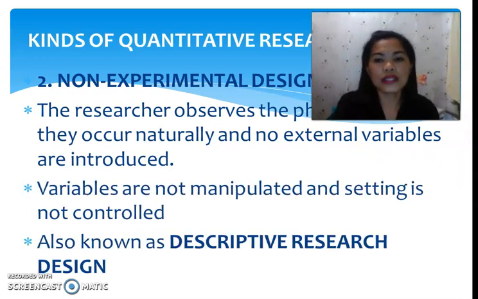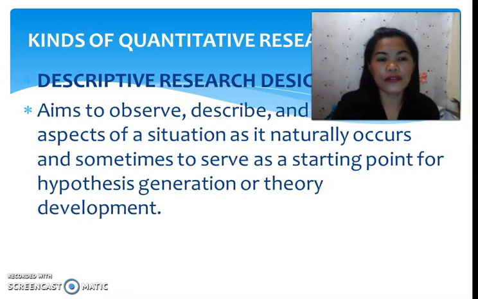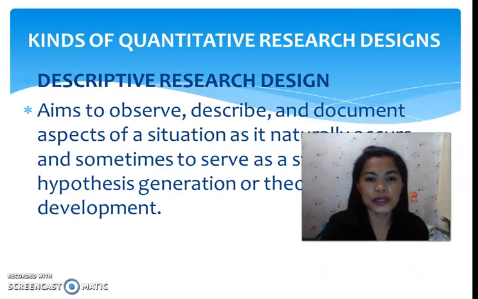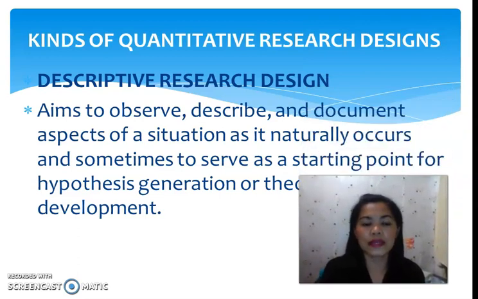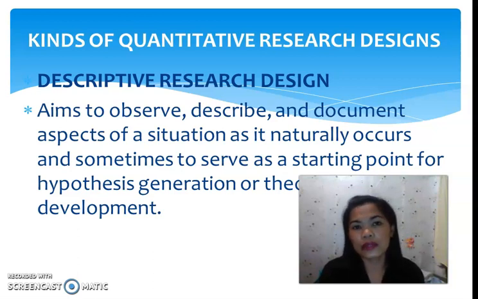And then it is also known as descriptive research design. So there are different kinds of, this one first. The aim of descriptive research design is to observe, describe, and document aspects of a situation as it naturally occurs, and sometimes to serve as a starting point for hypothesis generation or theory development. So meaning to say, since it's descriptive, you're just going to describe by observing and documenting the aspects of situation.